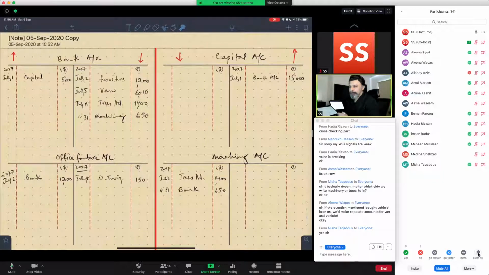Asma, Alicia, Madiha. Okay, Alicia, I'll explain again. Madiha, आपको समझ आई बेटा? Okay, good. Okay, Alicia, here. Let me read the credit side first. I'm sure you will always apply the same logic on the debit side.